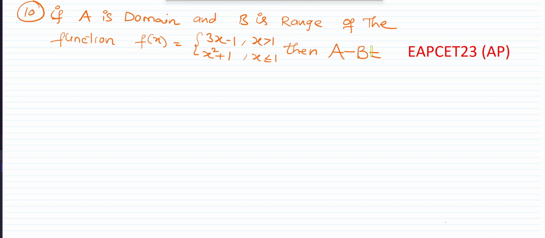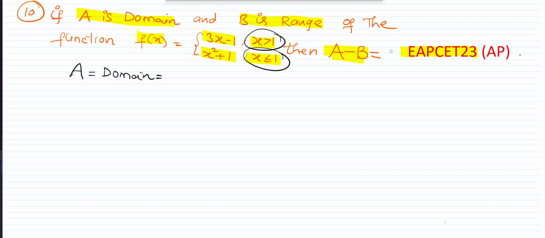This is the next question from functions, EAPCET 23. Here it is given A is the domain and B is the range of the function f of x is equal to 3x minus 1 where x greater than 1, and x square plus 1 where x less than or equal to 1. Then A minus B is equal to dash. Here A is the given domain, so A is equal to the domain. The given function is f of x is equal to 3x minus 1 for x greater than 1, and x square plus 1 for x less than or equal to 1.